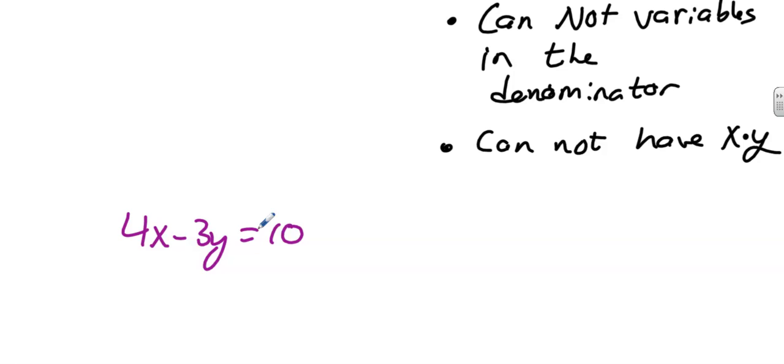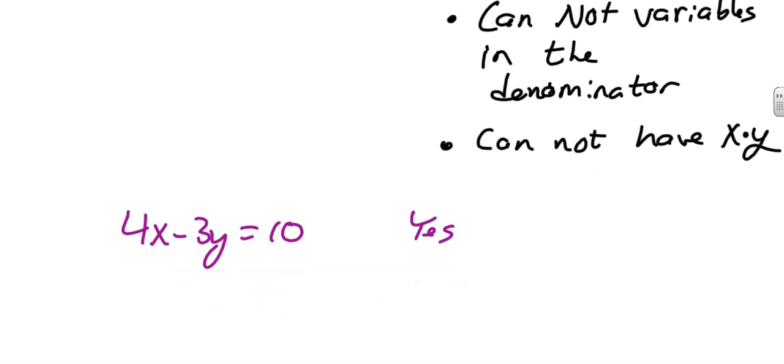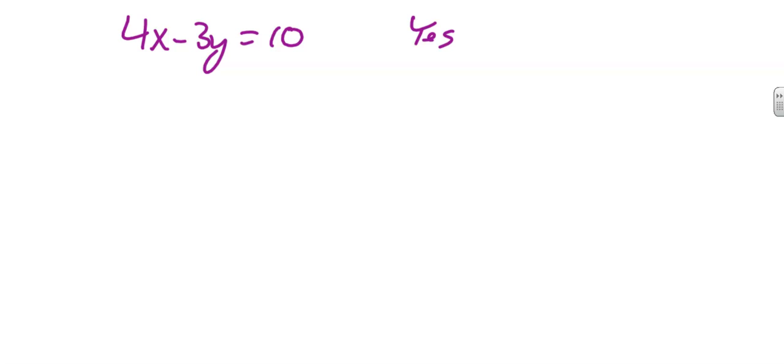Okay, 4x minus 3y equals 10. We'll just put yes or no. We don't have x times y. We don't have variables in the denominator. All the powers are 1. So they ask you, is this a linear function? And again, it's either yes or no. That one's okay.